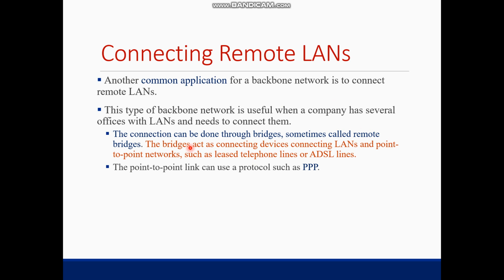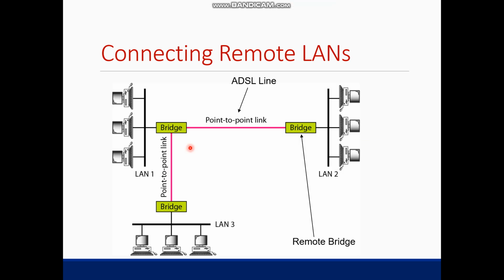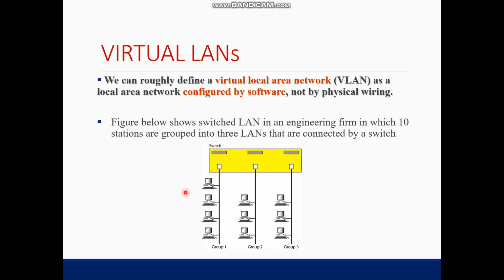such as ISDN, leased telephone lines, or a point-to-point link, which can use a protocol such as PPP. So the protocol used in order to establish this communication is called PPP. Here we have an example. We have a LAN and a LAN and a LAN. They are all remote LANs. So using the remote bridge, using the point-to-point ADSL line, those LANs could be connected.